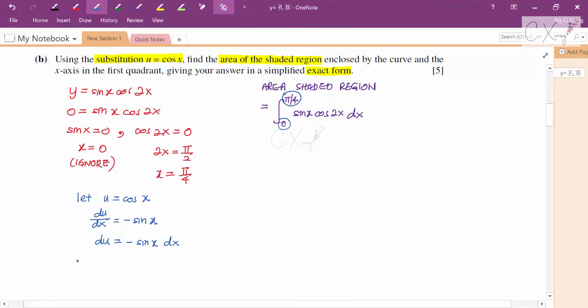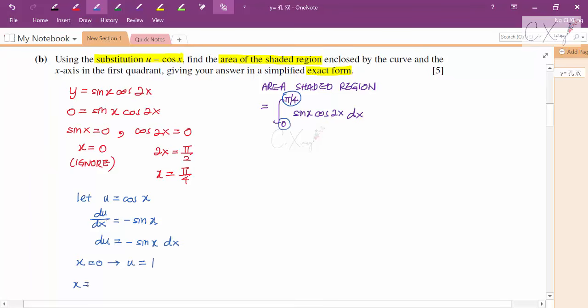Therefore, I will try to find out when x equals 0, that means the lower limit here, what is the value for u? So you substitute 0 into here, you have cos 0. So cos 0 means u equals 1.